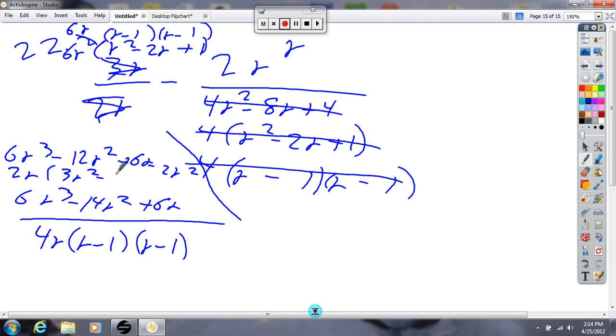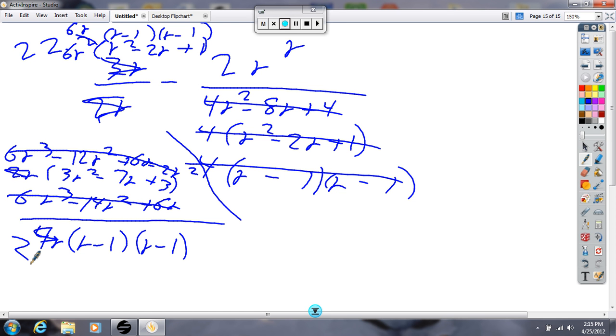minus 7r plus 3. And what happens? Now this is gone. This one's gone. So what happens to 2r and 4r? Cancel, cancel, but I have a 2 left. Is this a 7?